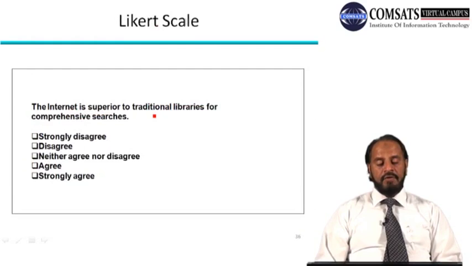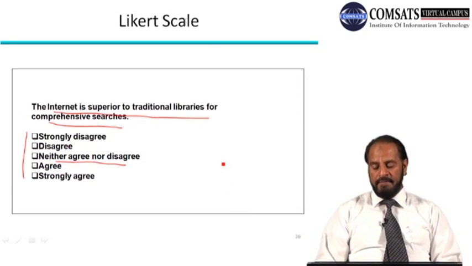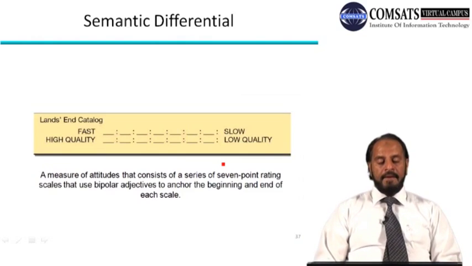Likert scale, we have already looked at it. Again, it's similar to your interval scale. In this, basically, you're trying to get the individual to give their feelings about a certain issue. The internet is superior to traditional libraries for comprehensive research. You agree, you strongly agree, or you disagree, you strongly disagree, or neither agree nor disagree. This is again an example of a Likert scale, a type of interval scale.